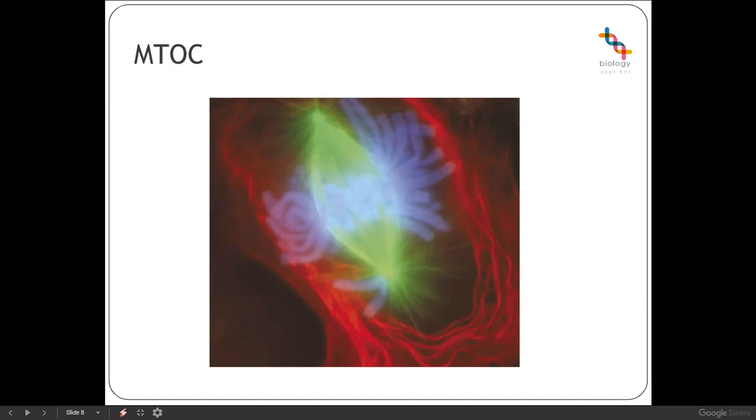So the image shows a cell which is dividing. We've got our microtubules here shown in green. Chromosomes are the parts marked in blue.